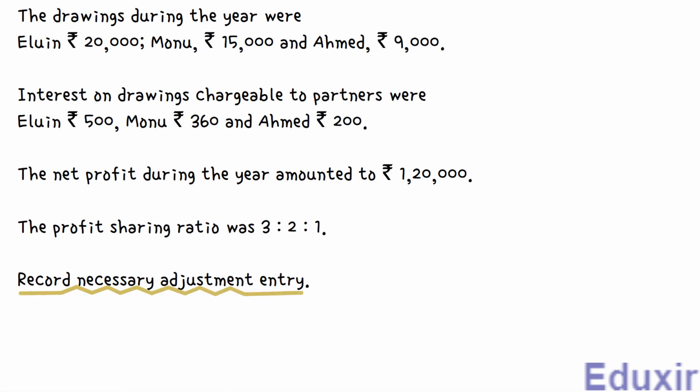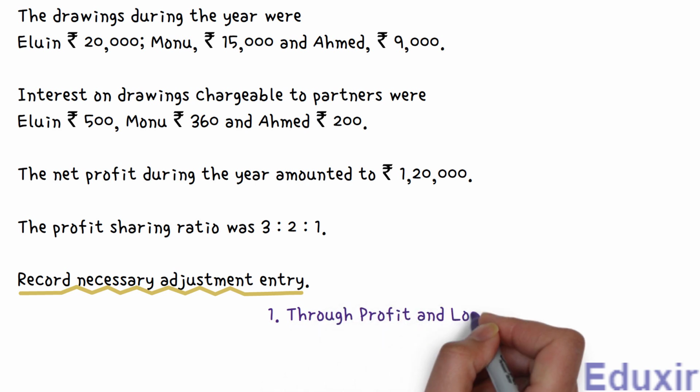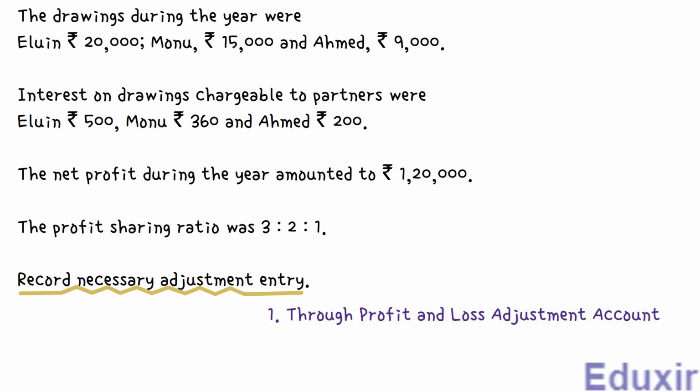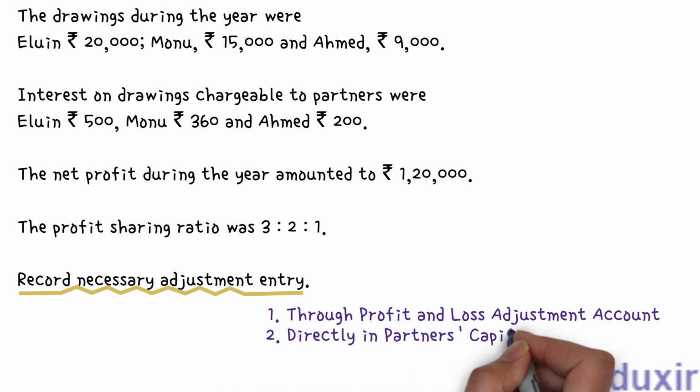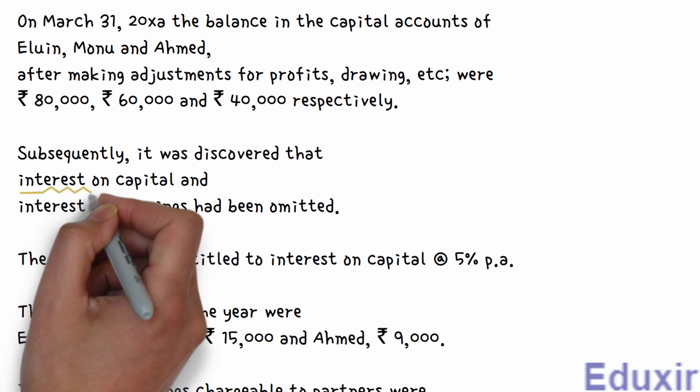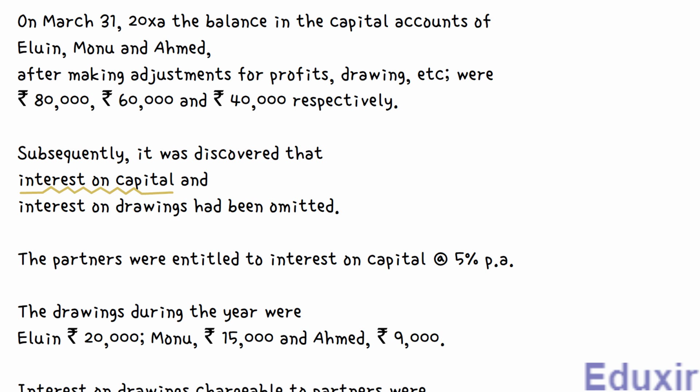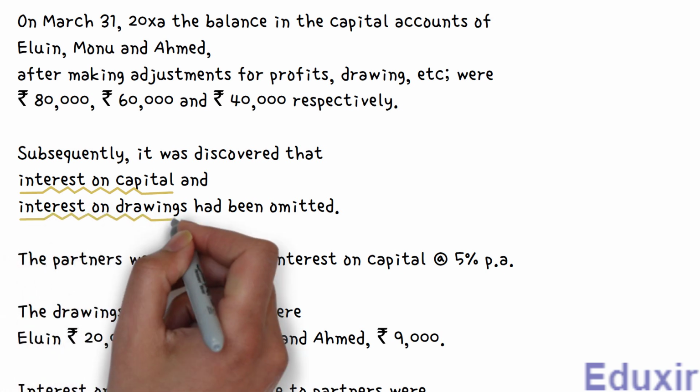As you know, we can record the adjustment entries in two methods. In the first method, we do this through the profit and loss adjustment account. In the second method, we do this directly in the partner's capital account. By the way, as nothing is specified in this problem, we assume that we are going to use the fluctuating capital method. Now, it is given in the problem that the interest on capital was omitted. Also, the interest on drawings is also omitted.